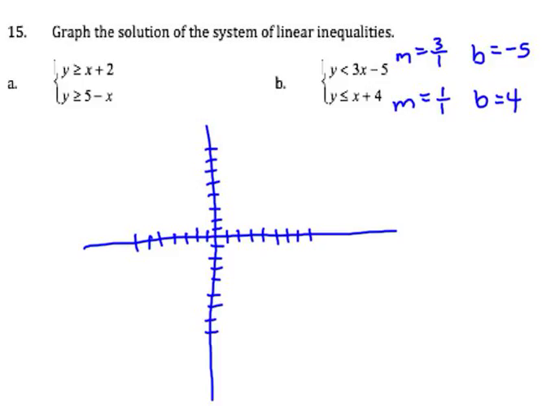Okay, let's start with the first one. Our y-intercept is negative 5. 1, 2, 3, 4, negative 5. My slope is 3 over 1, so I rise 1, 2, 3, run 1. For accuracy, I'll do it again. Rise 1, 2, 3, run 1. And now remember, you have to look at the line to decide whether it's broken or solid. It's broken because that does not have an equal sign underneath it, and I'm going to shade below.